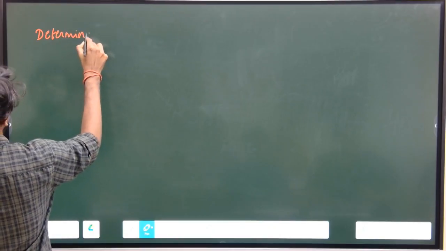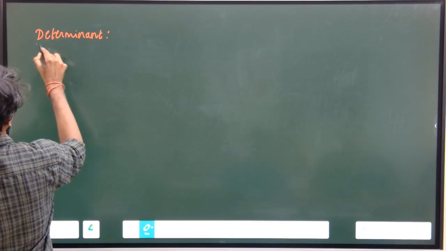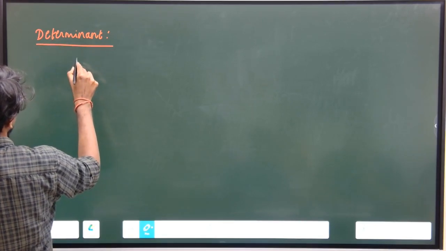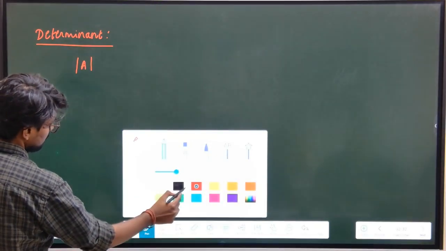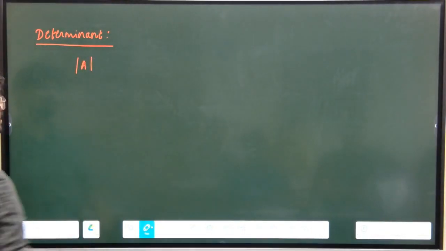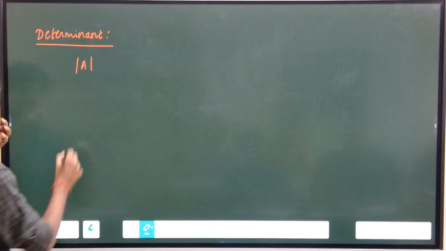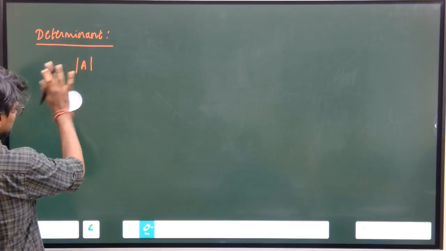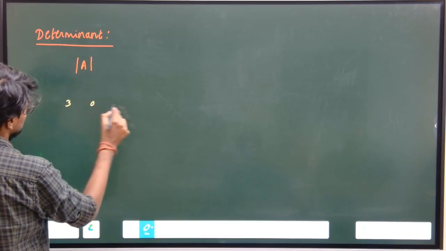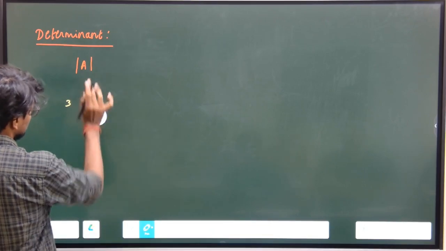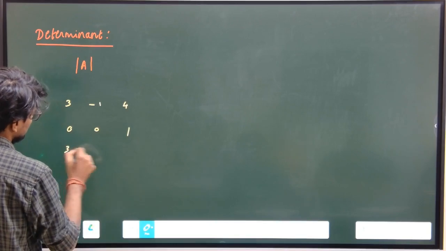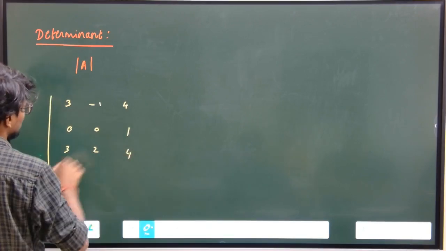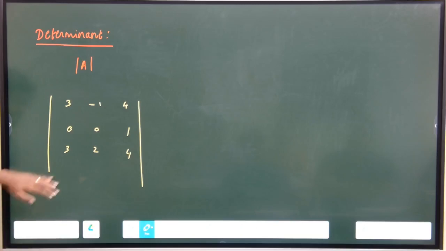We already know what is meant by determinant. First and foremost, I can find out only for a square matrix, and if I am going to find out determinant for a square matrix, we will use a symbol which is similar to modulus, okay, but it is determinant. So suppose if I take a matrix 3 0 3 minus 1 4 0 0 1 3 2 4, if I am going to find out determinant for this, what is the general procedure method?